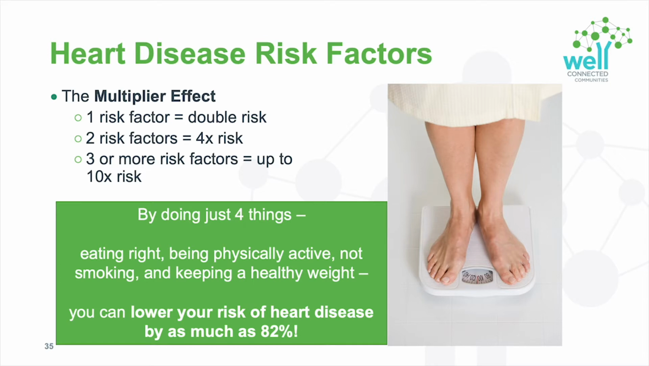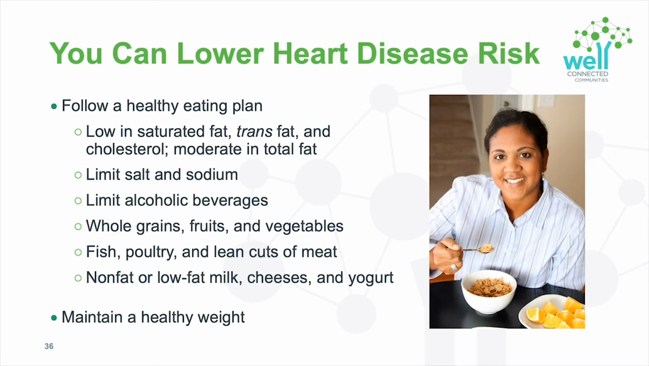You can lower your heart disease risk by following a healthy eating plan. A healthy eating plan is low in saturated fat, trans fat, and cholesterol, and moderate in total fat. Include lots of fruits, vegetables, and whole grains, and low-fat or fat-free dairy products. Lean meats, poultry, fish, beans, and nuts should also be in your diet.